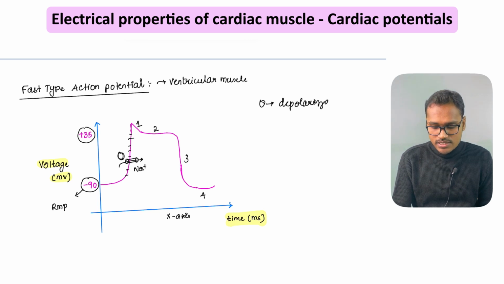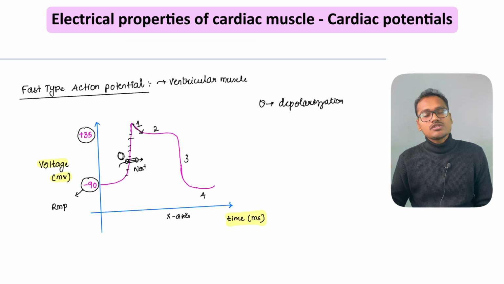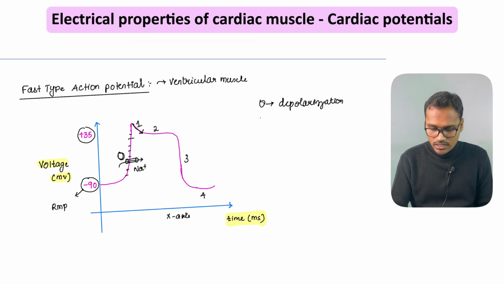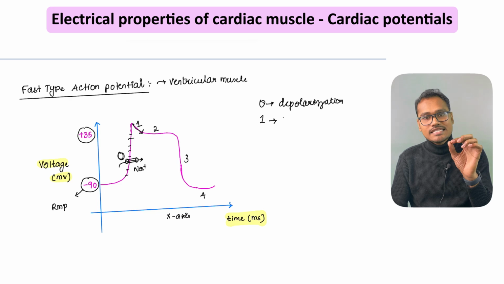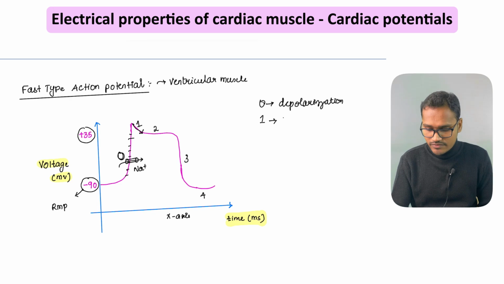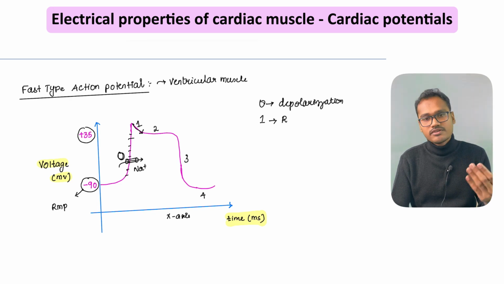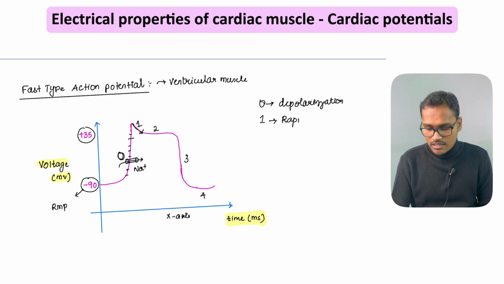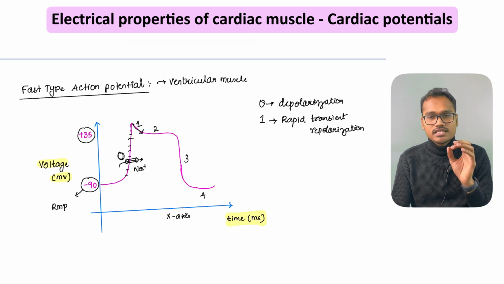And as you can see, the next phase, phase 1, there is a slight fall, but this fall is not continuously falling. The slight fall is also a repolarization, but it is transient. So the scientists have given a name for it: rapid transient repolarization. It's not a complete repolarization. That's why we are giving this name, rapid transient repolarization.